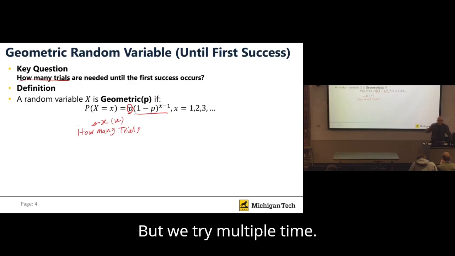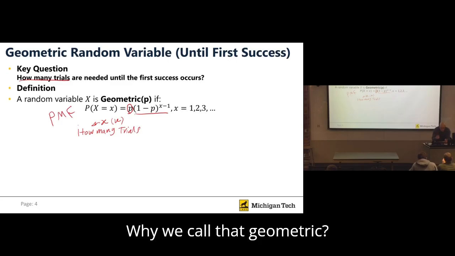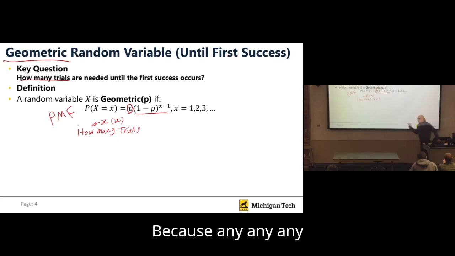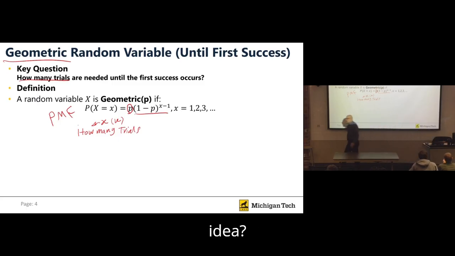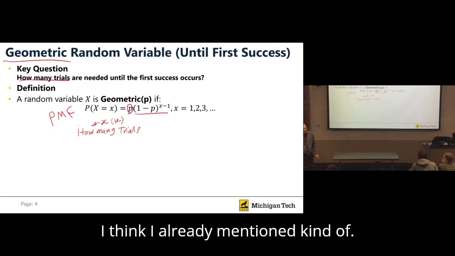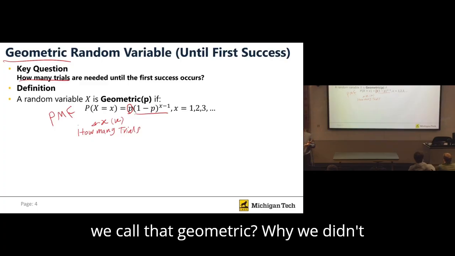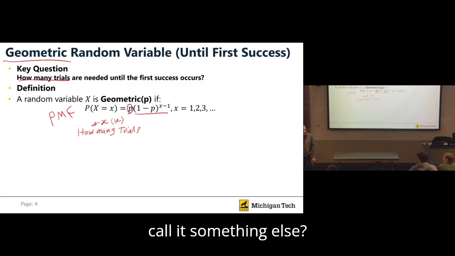But we try multiple times. OK? That's a probability mass function. Why do we call that geometric? Any idea? I think I already mentioned, kind of. Why is this geometric? Why didn't we call it something else?